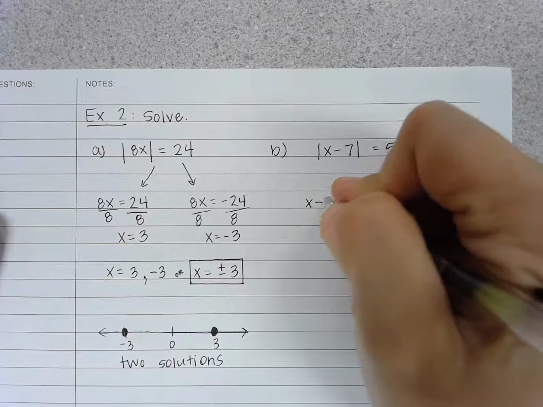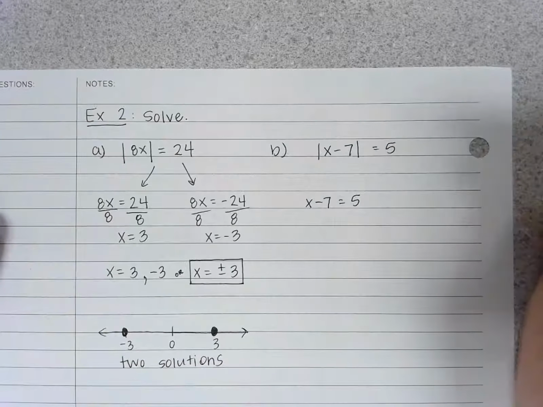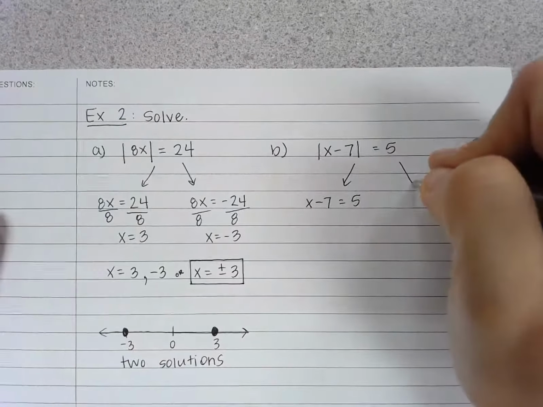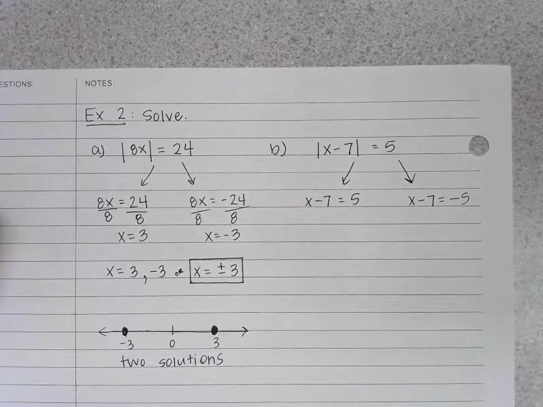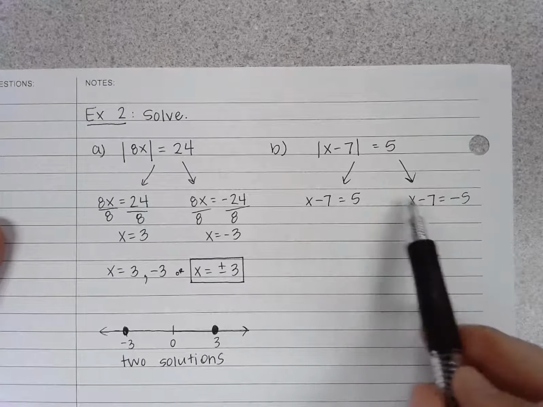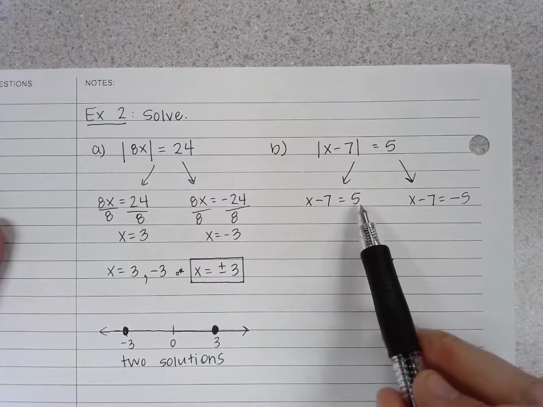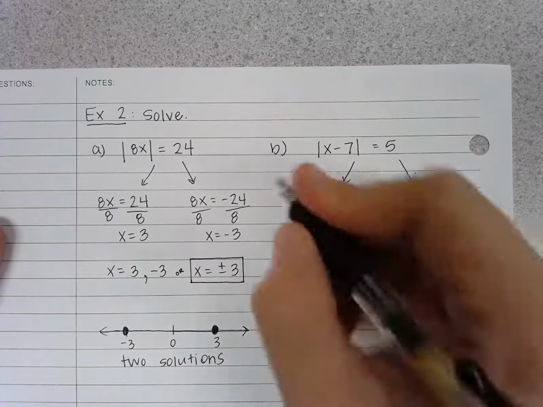So I'm going to say that the inside could be 5 in the positive direction. So there's my one equation. And then I'm also going to say that the inside could be 5 in the negative direction. So the negative on the 7 doesn't change, but the 5 here is positive, and then the 5 here is negative.